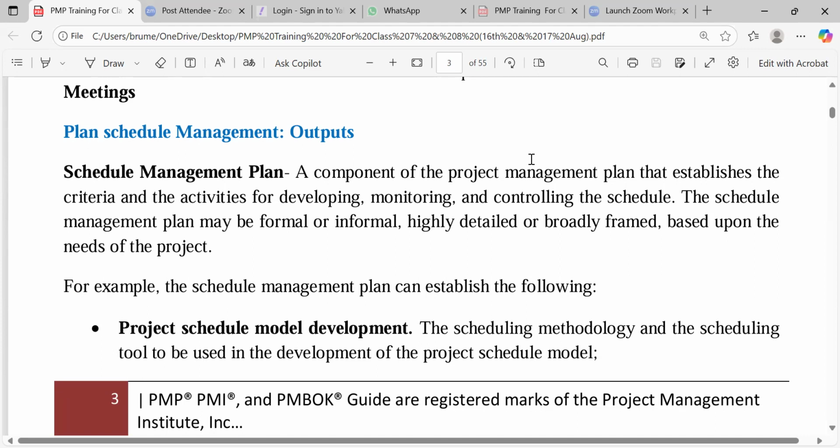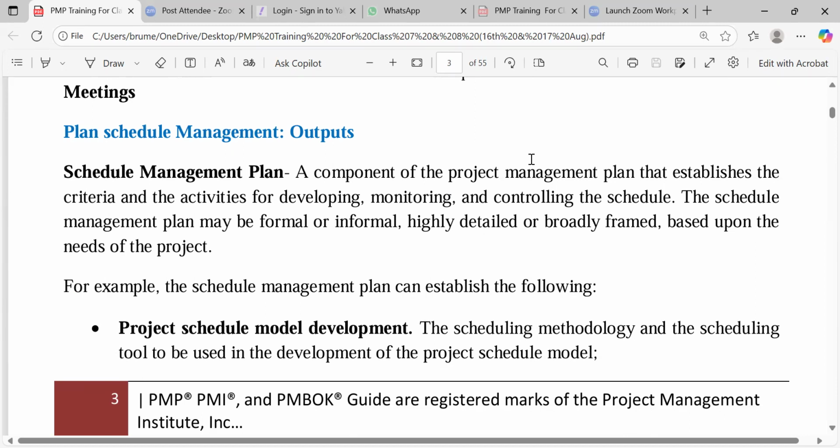So this is just a component of the project management plan. And in this component, the criteria have been established. The criteria for managing those timelines, those durations, how to plan for the activities are being what? Established here. How do we develop the schedule? How do we monitor things? How do we control the schedule?